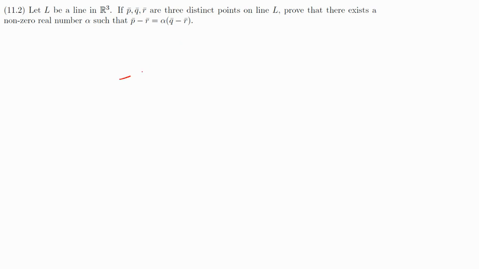Okay, so we basically have a line with P, Q, R on it. P, Q, and R. They don't say which is in between, so I'm just going to do it like this. Are 3 distinct points on this line L. Prove that there exists a non-zero real number alpha such that P minus R, so these two, is a scalar multiple of QR. Okay, so this is going to be something very strange to prove.